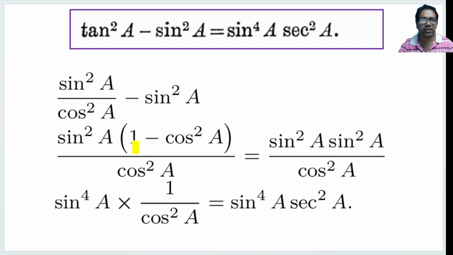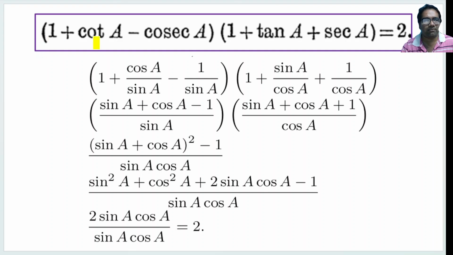What is 1 minus cos square A? It is again sin square A. Right. Sin square A plus cos square A equals 1. So 1 minus cos square A is again sin square A. So we are getting sin power 4. Right. That's how we are getting sin power 4A. Then this becomes sin power 4A into 1 by cos square A. What is 1 by cos? It is secant, right? 1 by cos square A is actually secant square A. So that's how we are getting this result. That's how we are converting square to power 4. Right, guys? Let us see once more.